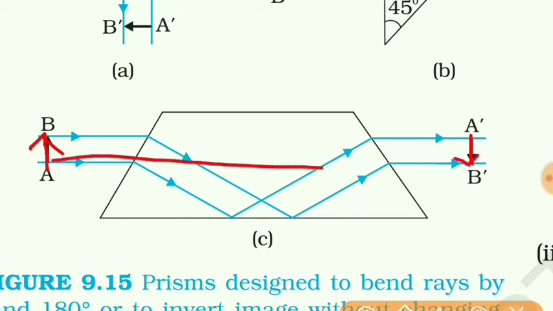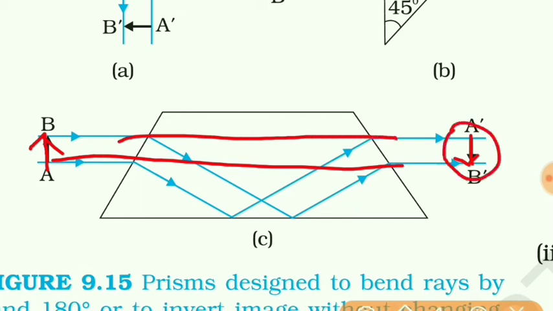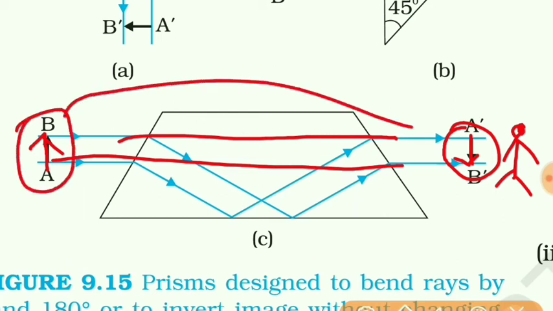Both are in the same line, but the image is inverted. So suppose a person is standing here and observing the object which is here, then he will observe that object inverted.